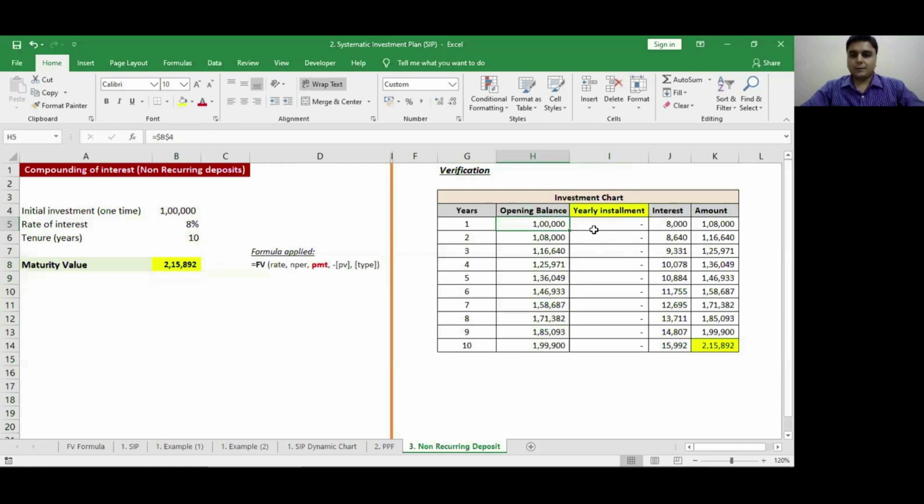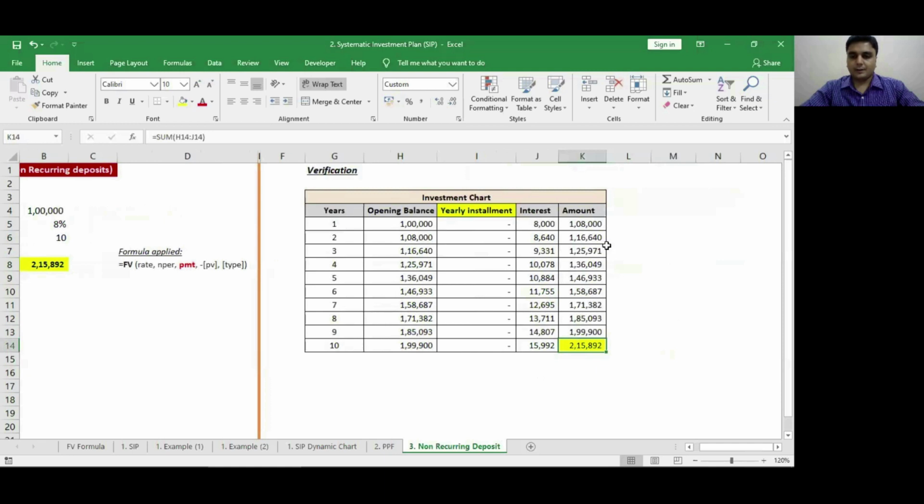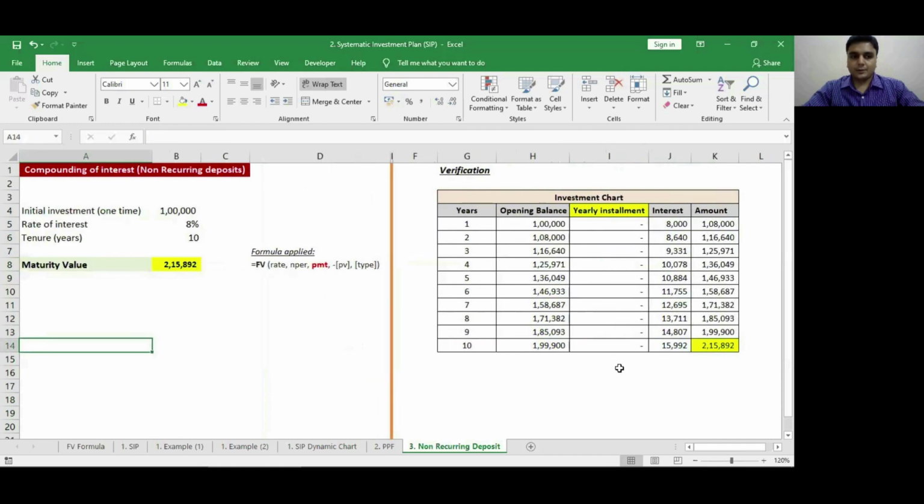This can also be verified with the help of this investment chart. Like opening balance will be 1 lakh rupees. My yearly installment will be nil because this is a case of one-time investment. The interest calculated will be 8% on an annual basis. And at the end of year 1, the amount will be 1.08. So in the beginning of year 2, the closing balance of previous month will become my opening balance. And like this, if I come on the 10th year, the maturity proceed that I will get after 10 years will be 2.15 lakh, which is equal to the outcome derived by this formula, 2.15 lakhs.